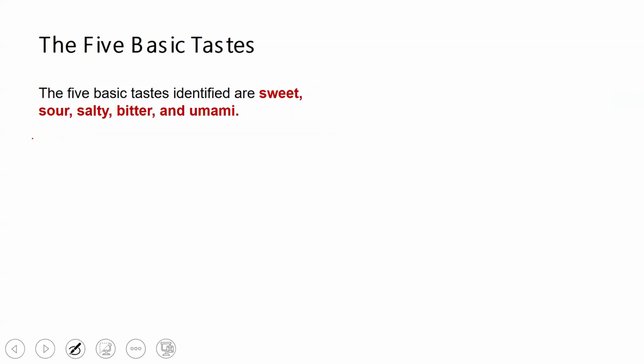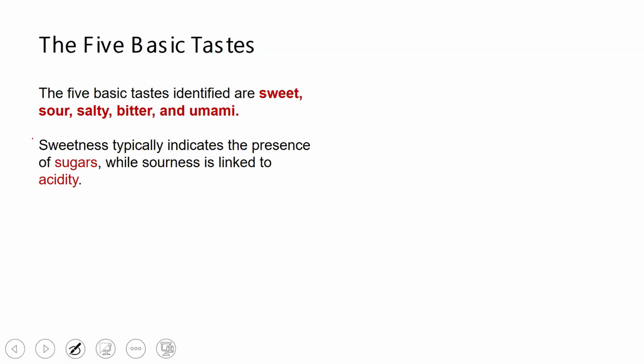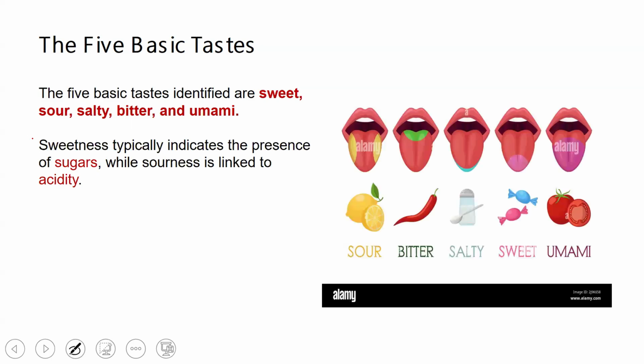So now, let's start with the sweet taste. Sweetness typically indicates the presence of sugars, while sour taste is linked to acidity. So whenever we say sweet taste, it is associated with sugar, while sour taste is linked with acidity. So these are actually the different tastes that we have.